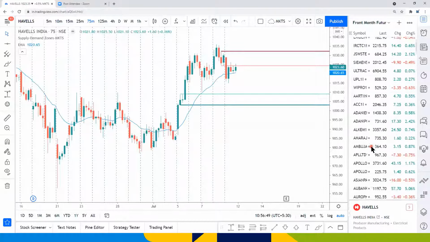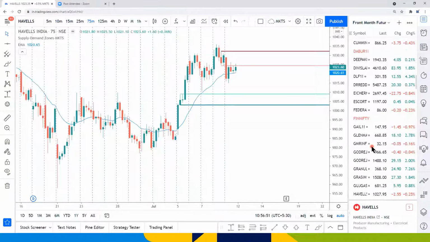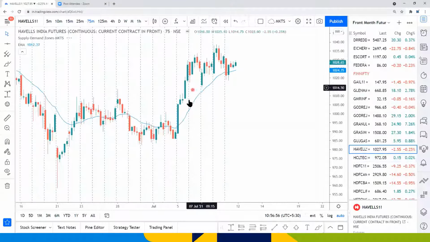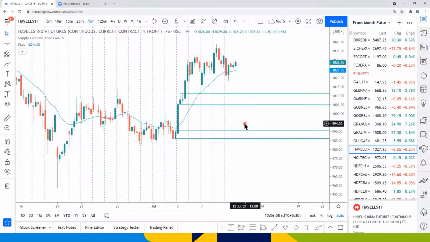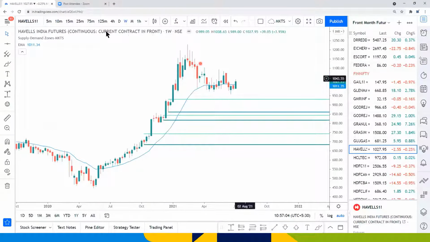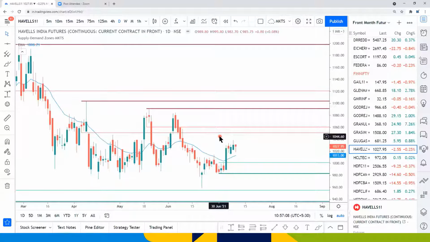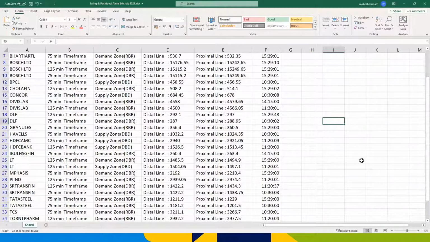Let's check Havells on the futures chart. Did it pull back to the zone? No. Even on the futures, you do not have an entry there. It is fresh. Yes, if it comes back here, you can look to go long, provided you do your top-down approach. Weekly, where is it? Daily, what is the trend condition? Do all that. So this is how I scan for opportunities. Look at just this list every day.